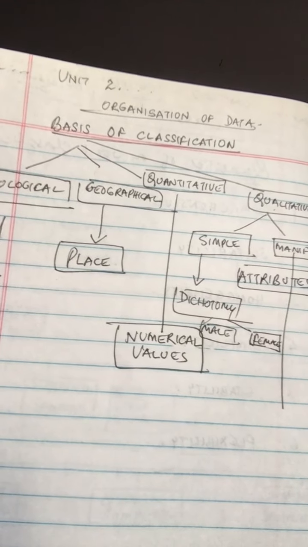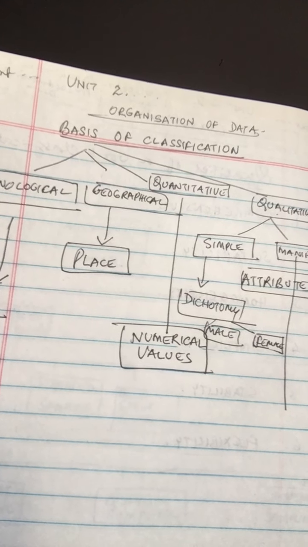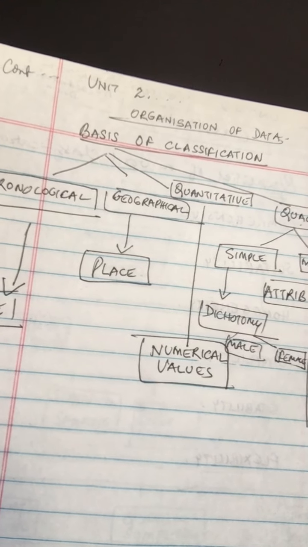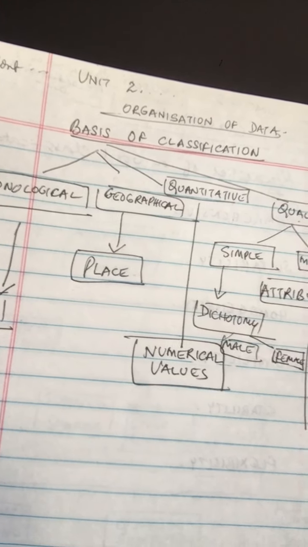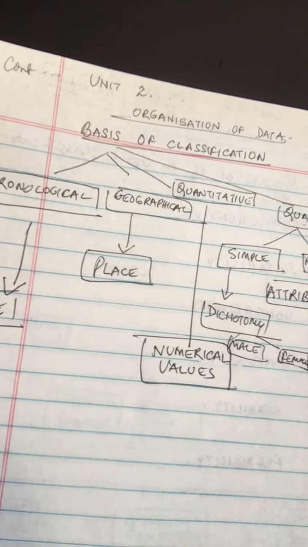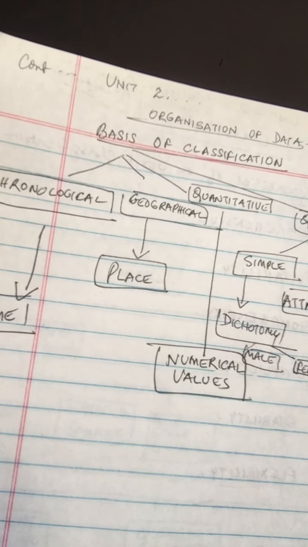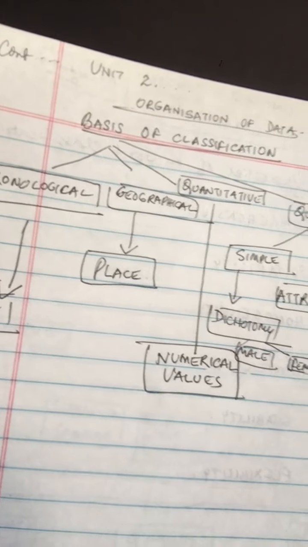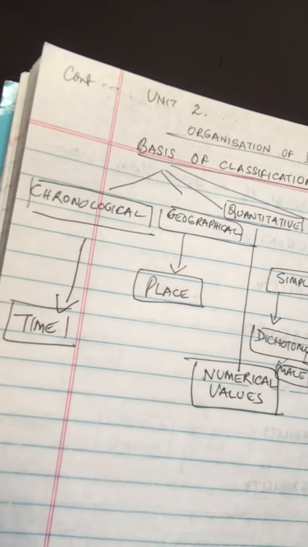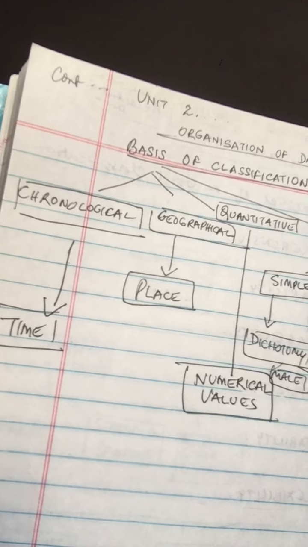In geographical classification, data is classified according to the locations, such as countries, states, cities, districts, or even certain areas, if you're just doing a certain town, small areas there. So this is known as geographical classification or spatial classification. Then we have what is known as quantitative classification.